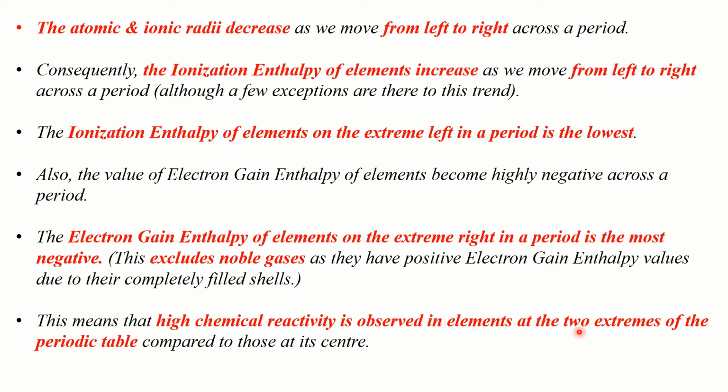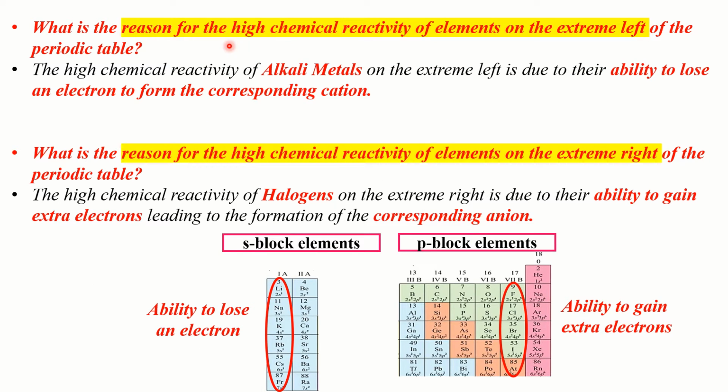Clear? So what did you learn from this? The chemical reactivity of elements at the two extremes, at the extreme left and extreme right of the periodic table, are the highest, and the chemical reactivity of elements at the center of the periodic table is the lowest. Now, what is the reason for the high chemical reactivity of elements on the extreme left of the periodic table? The high chemical reactivity of alkali metals, which are on the extreme left of the periodic table, is due to their ability to lose an electron to form the corresponding cation.